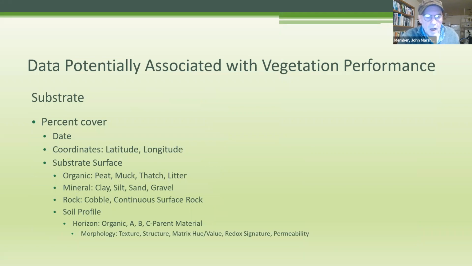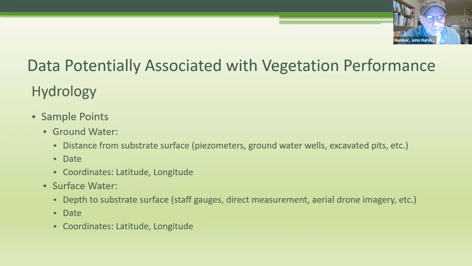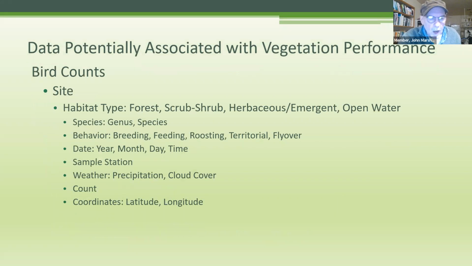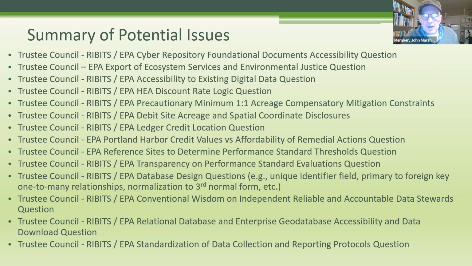Here are some other types of things you might look at, real briefly, in terms of things that are associated with vegetation performance: substrate, hydrology, and fish and wildlife use, in this particular case bird counts. So this is a summary of the issues that I've identified that I've got open to the trustee council, to the Environmental Protection Agency Data Management Committee.